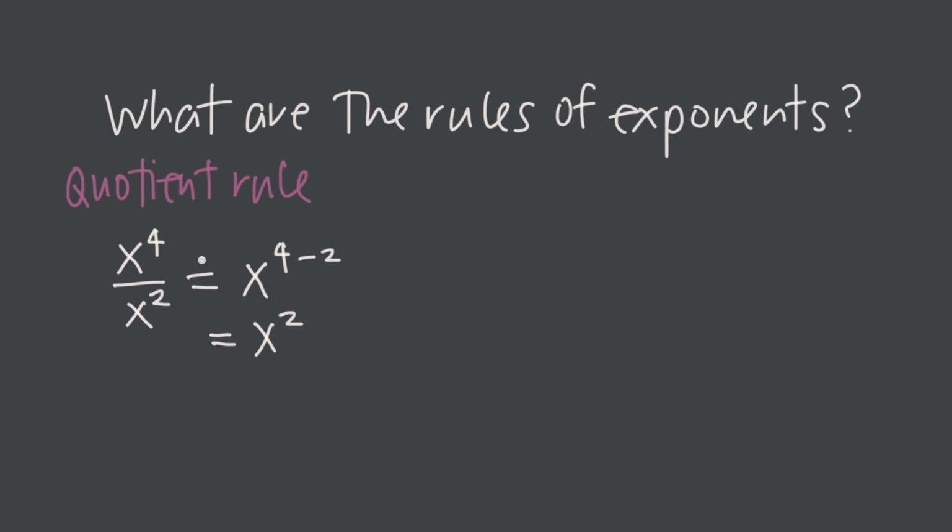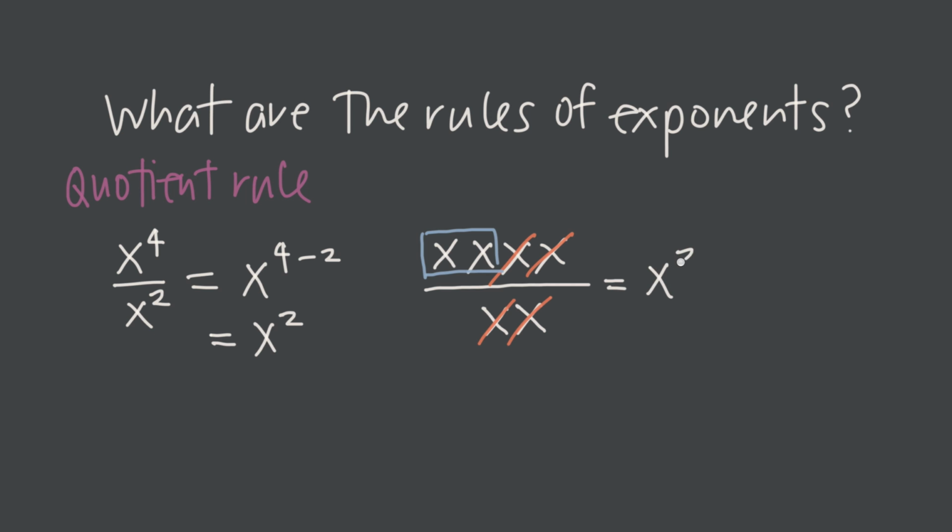And there's another way to think about this. Let's write out the terms that we have here. So x to the 4th is the same as x times x times x times x, and x squared is the same as x times x. Well, remember with fractions, we can always cancel terms that are common to the numerator and denominator. So here, if we cancel out 2 x's from the denominator, that means we're canceling out 2 x's from the numerator. And notice then that the only thing we're left with is 2 factors of x in the numerator, which we could simplify to just x squared. So that's why the quotient rule works, because you're basically just canceling common factors.